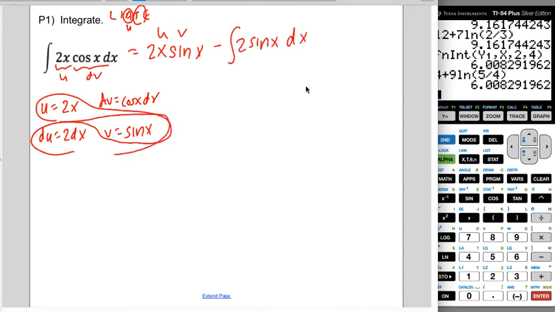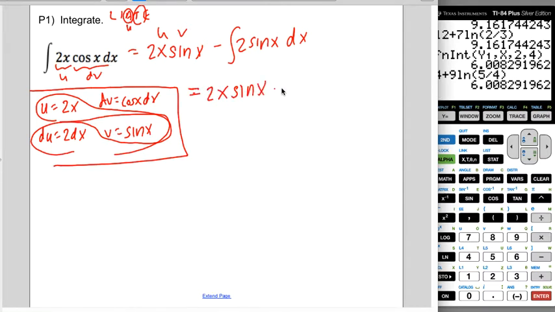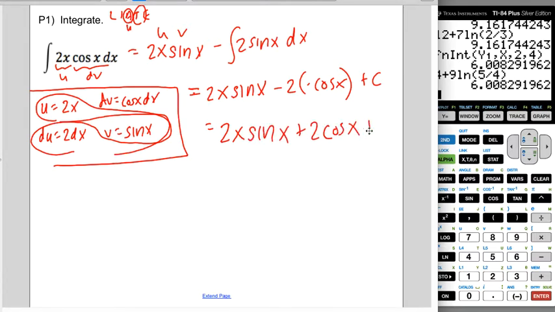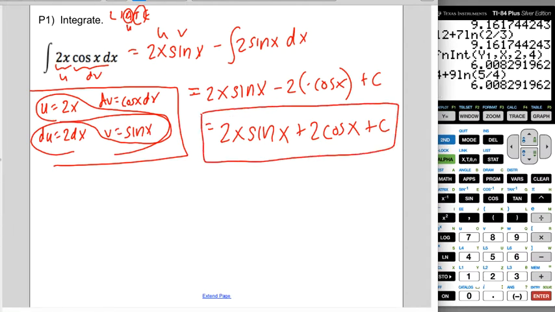Well, when I integrate sine, I get negative cosine. So I'm going to clearly separate this work. This whole thing is 2x sine x minus 2 times this negative cosine of x plus c, which I'm going to clean up to make 2x sine x plus 2 cosine x plus c. And that's it. All right.